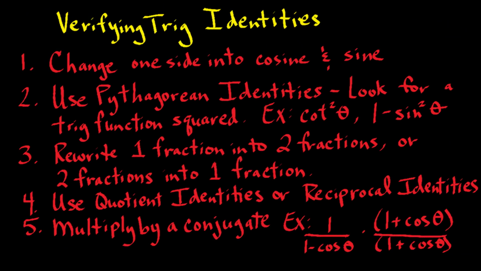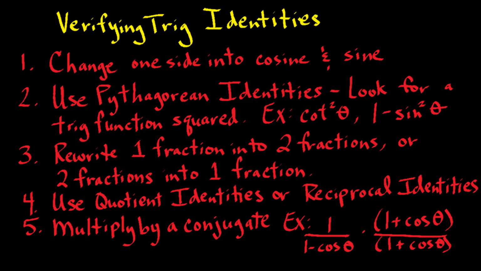Here are some tools or steps we will use. Sometimes we will want to change one side of the equation into all cosines and sines. So if we have a tangent, we will change it to sine over cosine. We will also look to see if we can use our Pythagorean identities. For instance, we might have a trig function squared, such as cotangent squared theta, or we might have an expression like 1 minus sine squared theta.